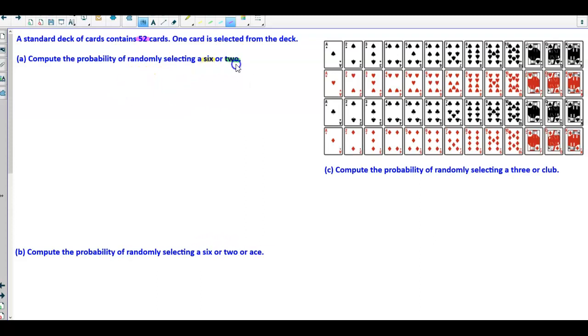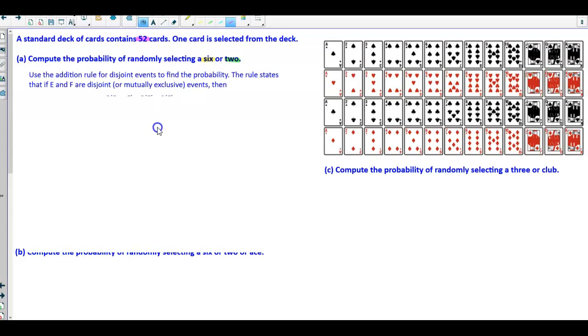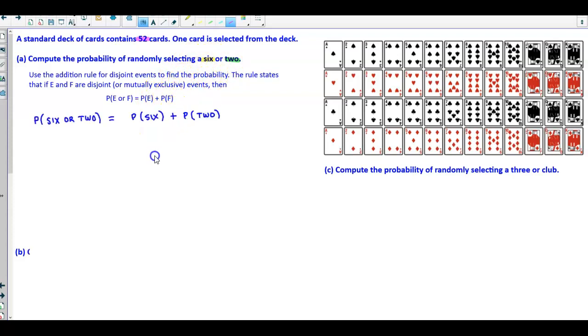Okay, now a 6 and a 2, they are separate, which means that they are disjoint or mutually exclusive. So use the addition rule for disjoint events to find the probability, because 6 and 2 are disjoint. And the rule states that if E and F are disjoint, then this is the following formula. The probability of E or F is equal to the probability of E plus the probability of F, where E represents a 6 and F represents a 2. So we want to find the probability of a 6 or a 2. So we want to find the probability of a 6 plus the probability of a 2 using this formula.